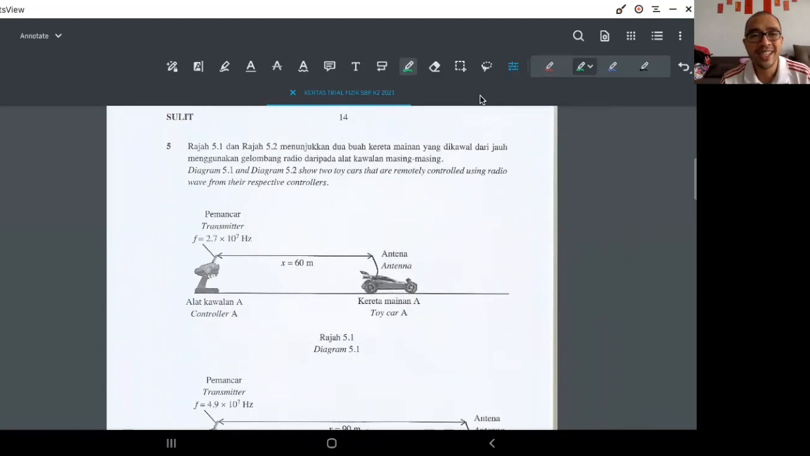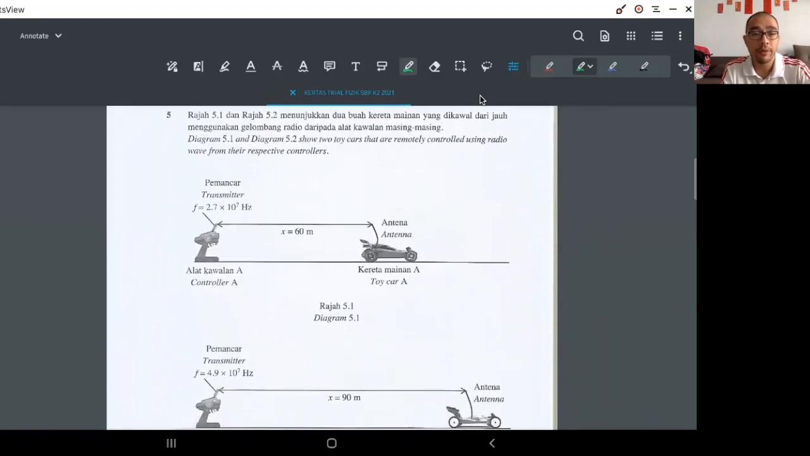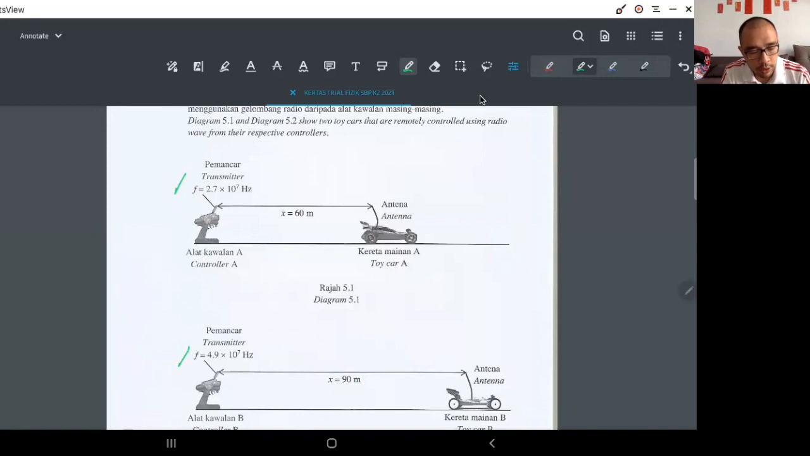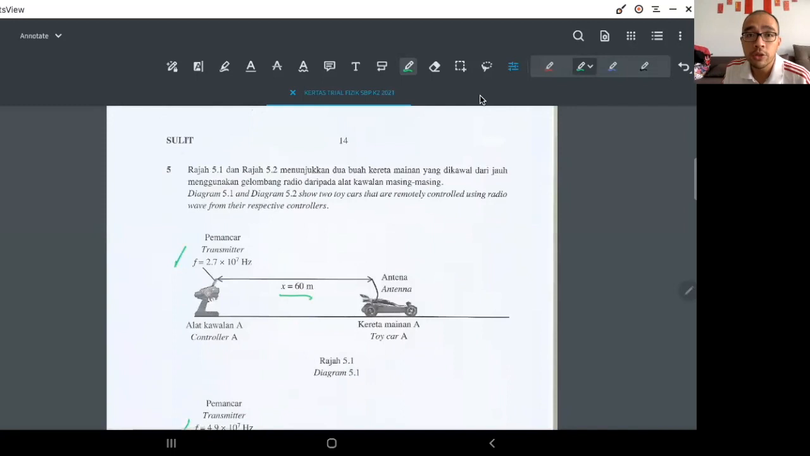Okay, question number 5. 5.1, 5.2 show 2 toy cars that are remotely controlled using radio wave from their respective controllers. So if you take a look at here, this is the distance and this is the frequency. Now when we hit question 5, everybody, you expect soalan perbandingan, comparing question is coming up. So be ready to compare, and lepas kamu compare, nyatakan dia punya hubungan.